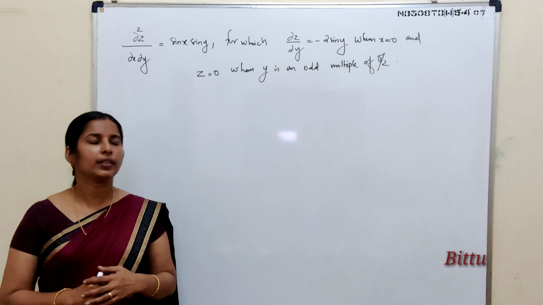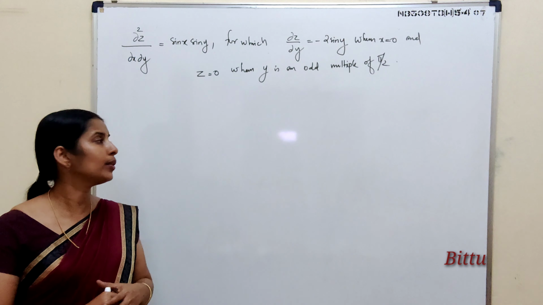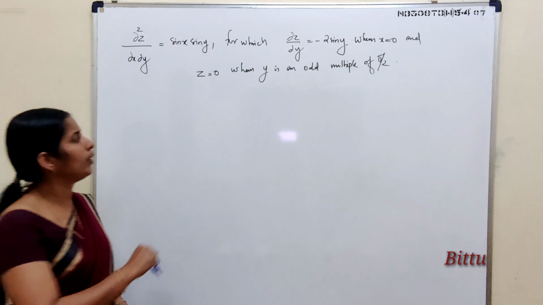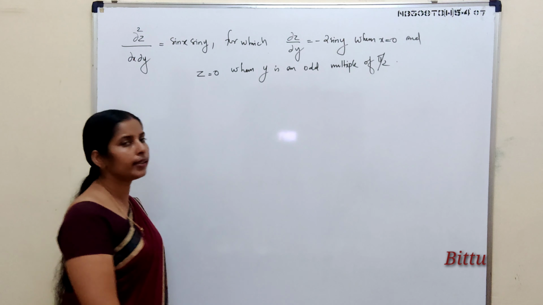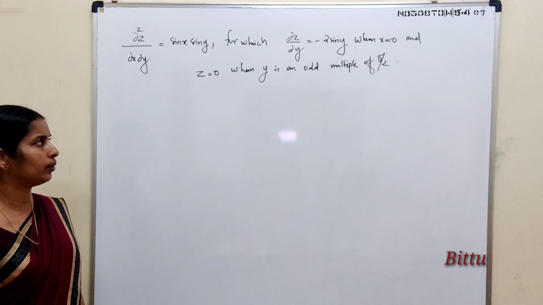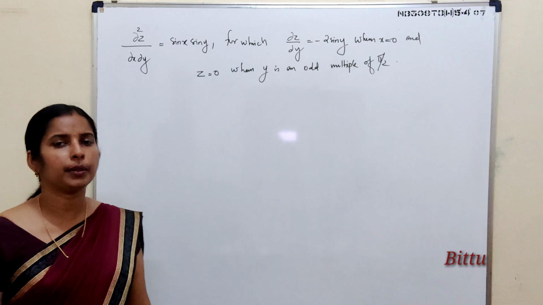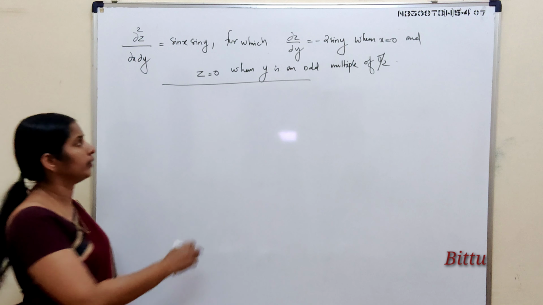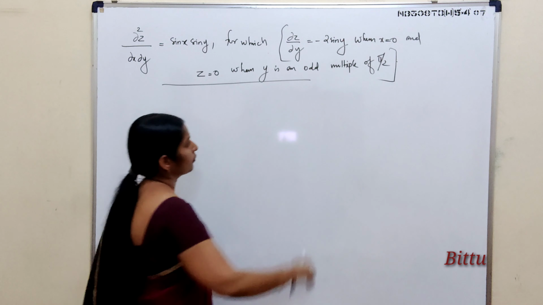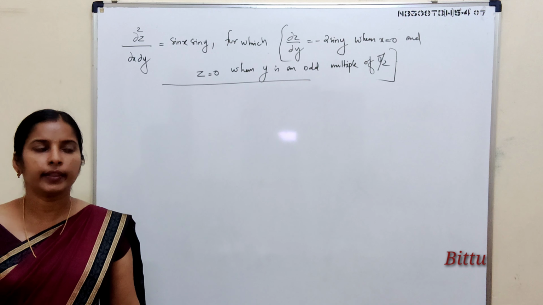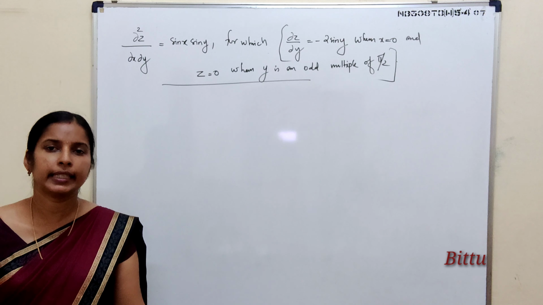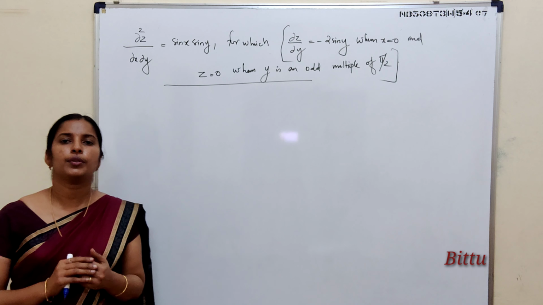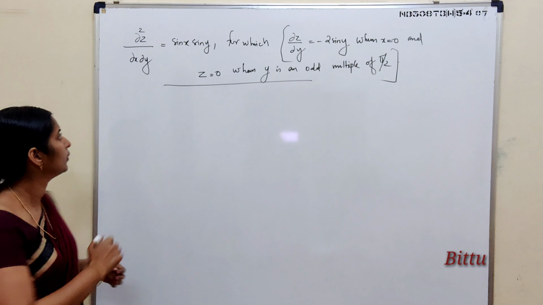Next, we have to solve a partial differential equation. Del square z by del x del y is equal to sin x sin y, for which del z by del y is equal to minus 2 sin y when x equal to 0, and z equal to 0 when y is an odd multiple of pi by 2. See, in this question, some conditions are given. These conditions are given for finding the arbitrary functions like f(x), g(x) or f(y), g(y). Anyway, first we have to solve the given partial differential equation.